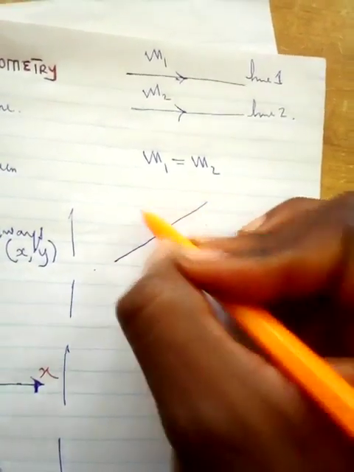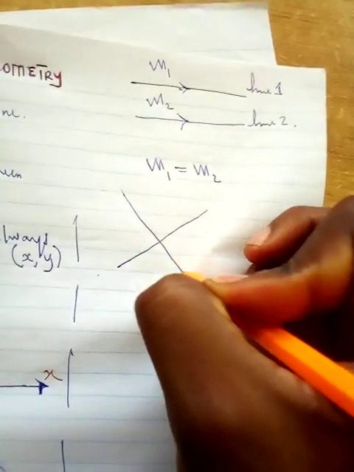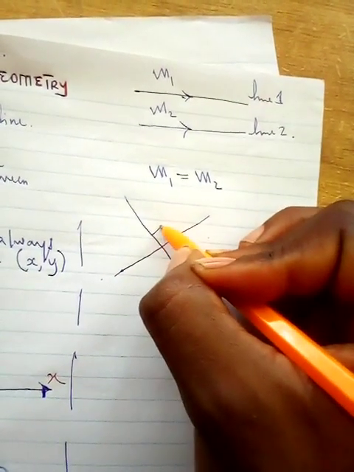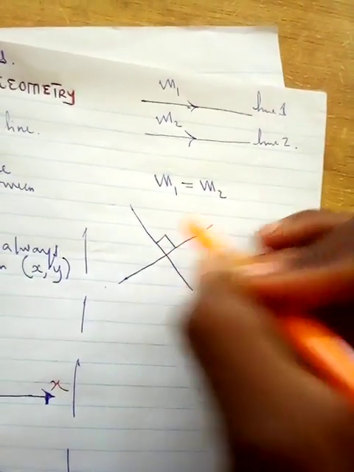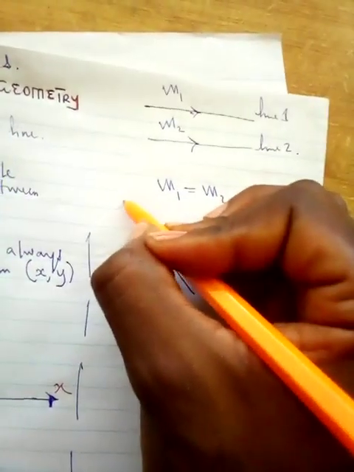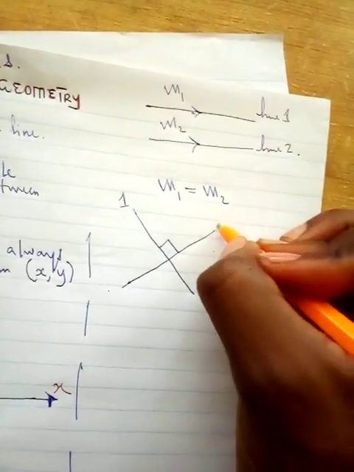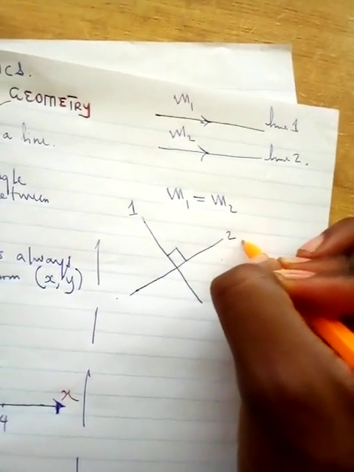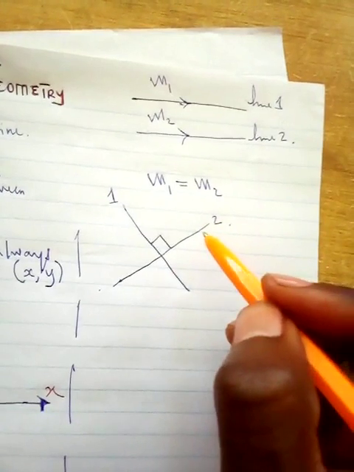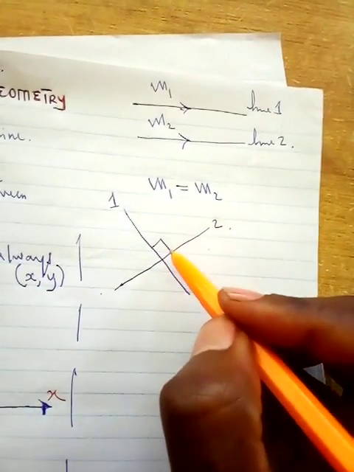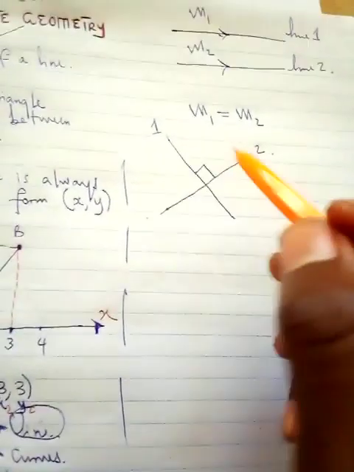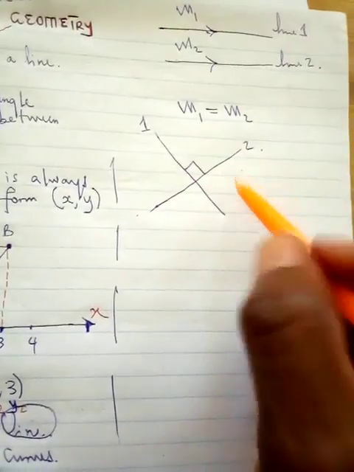If two lines are perpendicular, what do I mean? Two lines which are perpendicular always form a 90 degrees angle between them. So let this be line 1. Let this be line 2. If these lines are considered to be perpendicular, it means that they are forming a 90 degrees angle between them. What's the relationship between their gradients?